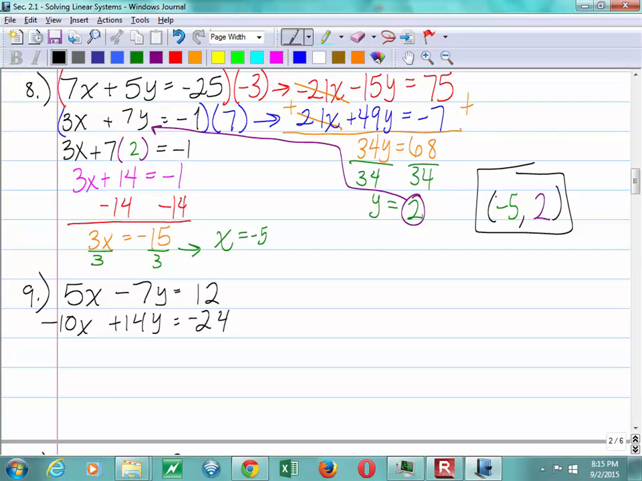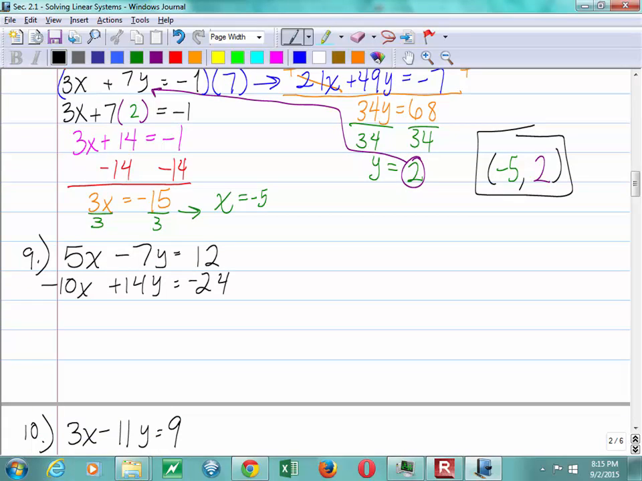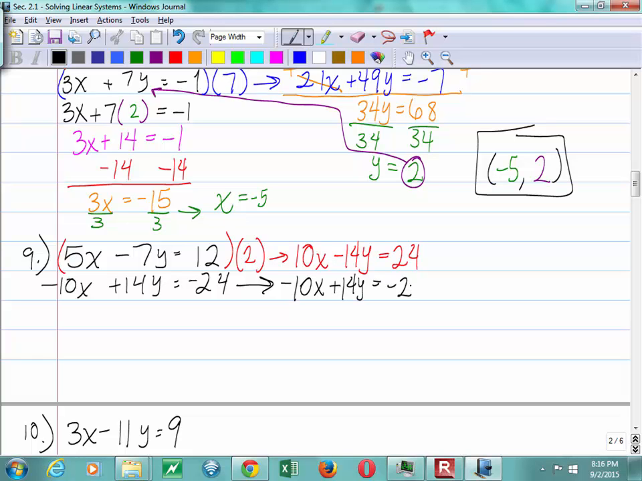Okay, so on number 9, I'm going to multiply the first equation by 2. So that's going to give me 10x minus 14y equals 24. I'm just going to bring the second equation over so we have everything lined up. So that's negative 10x plus 14y equals negative 24.